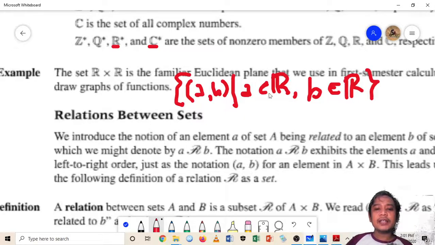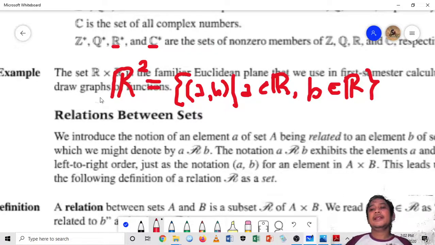That is why we call this the Euclidean plane or the number plane, because these ordered pairs can be represented as points on the plane. So the Cartesian plane is just the graphical representation of the cross product of R and R. That is why sometimes we symbolize that by R squared. Okay.